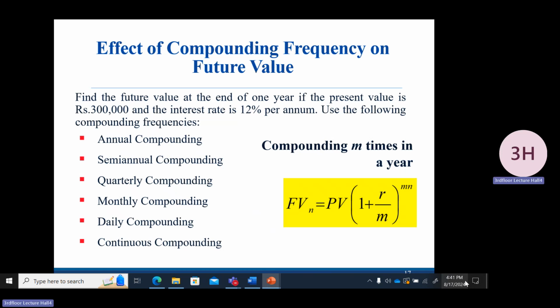So you have to prepare for that, right? So let's do the first one, annual compounding, because you have to know that. You have learned that. Now you deposit 300,000 in a savings account which pays 12% per annum. If the compounding frequency is annual, what is the value at the end of the year?